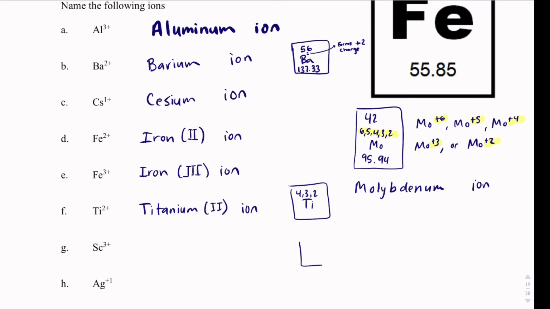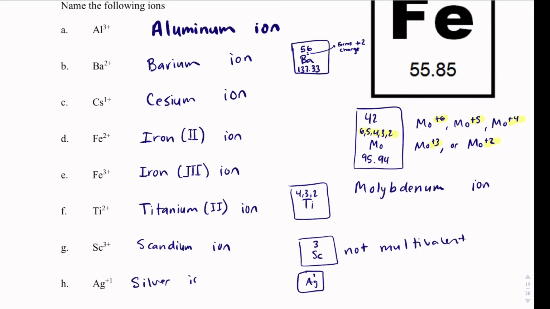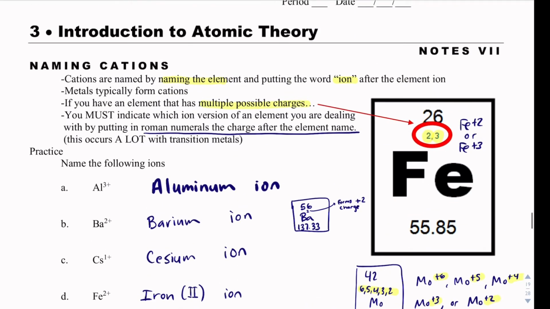If we look at scandium, scandium only has 3, so this is not multivalent, or it could not have multiple charges. So this is just the scandium ion. Silver, element 47, is Ag, and it only has a 1 above it for its charge. So this is just the silver ion. I will tell you, transition metals tend to be multivalent. Not always, but they tend to be.